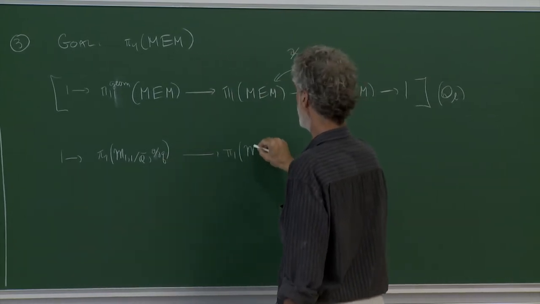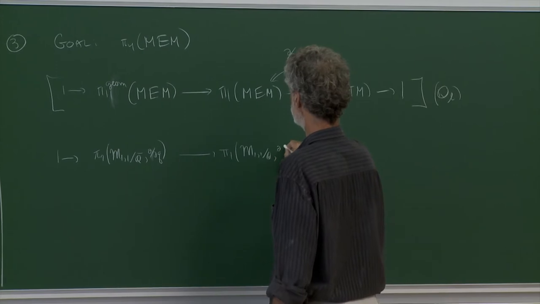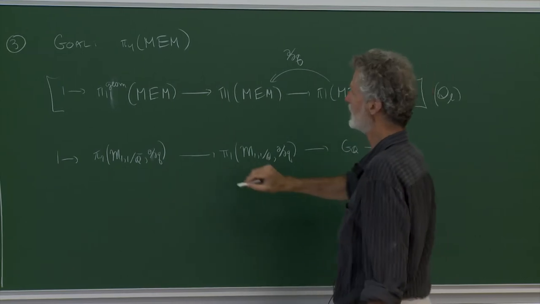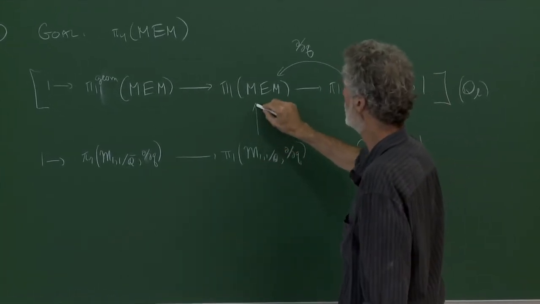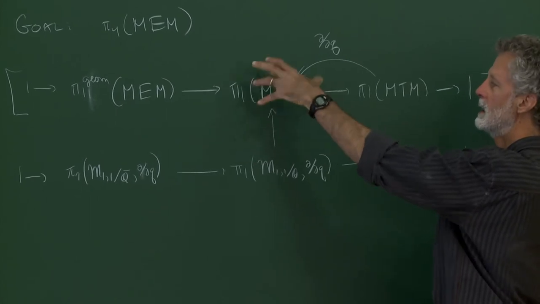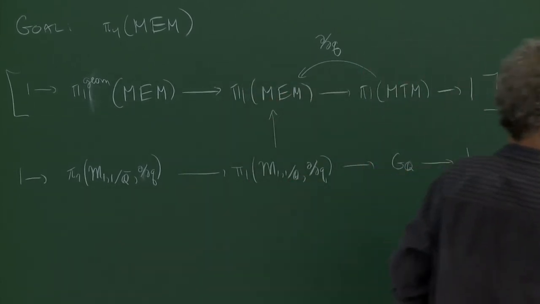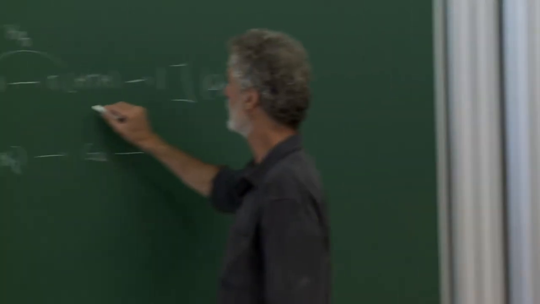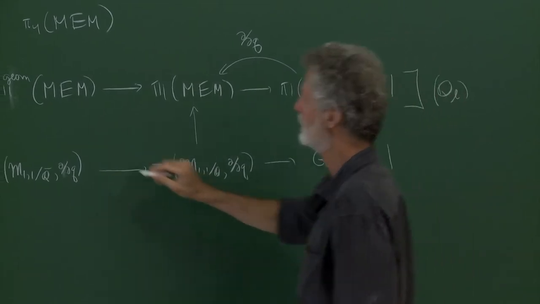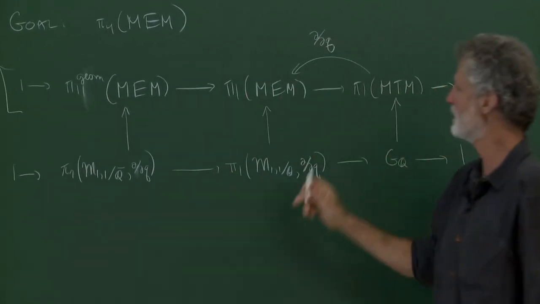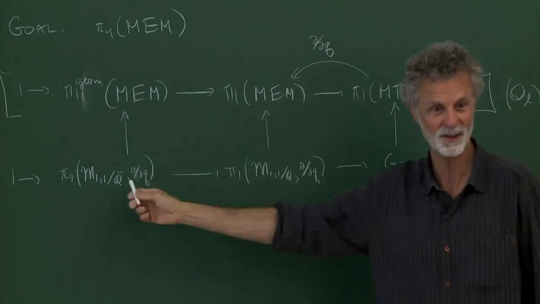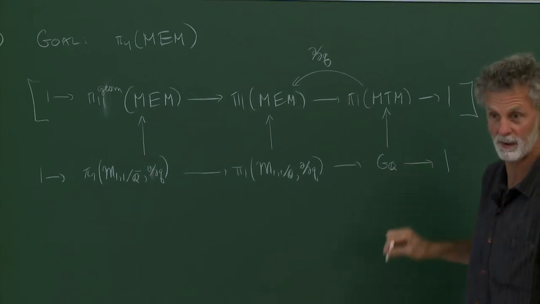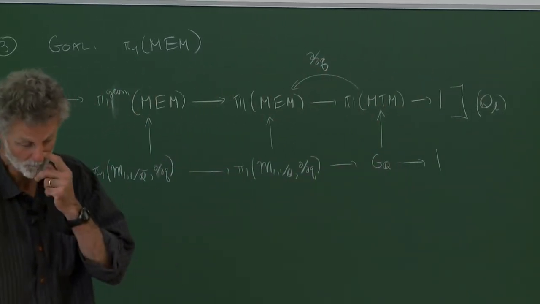Pi 1 of M 1 1 over Q. And then G_Q here, so we've got the standard exact sequence. There's going to be a map here. This is going to correspond to looking at the monodromy. Basically, this representation here. There's a natural map here, and we'll get an induced map here. So this exact sequence really does look like the usual exact sequence of the geometric fundamental group, the arithmetic fundamental group, and the Galois group.